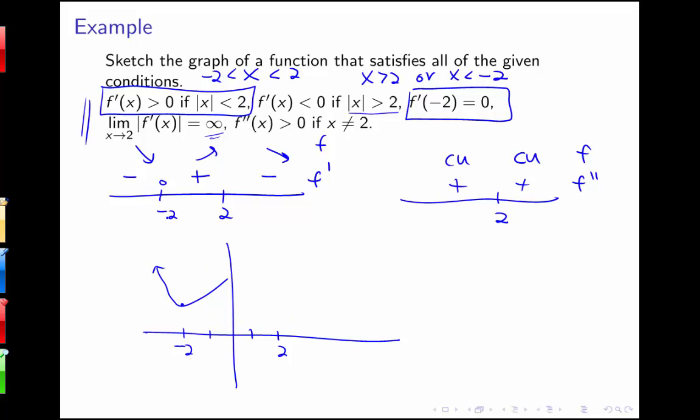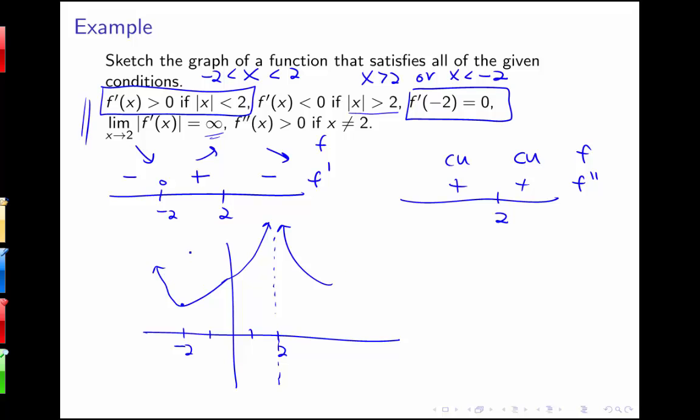Well, I know that I'm increasing from -2 to 2, so it's going to keep increasing. I'm going to decrease after 2, but I know I'm going to stay concave up. I also have this information about my derivative as I approach 2 going to infinity. So one way that could happen is maybe I really just have an asymptote at 2. So this is getting increasingly steep from both sides. So the derivative is going to infinity there.